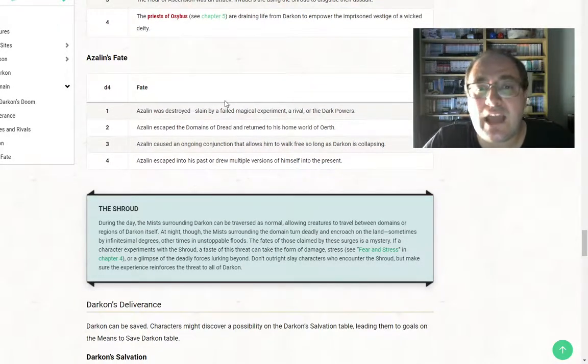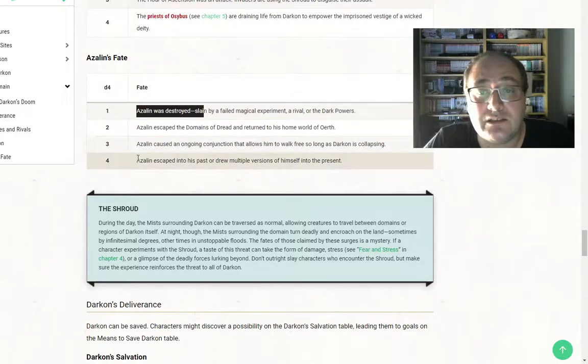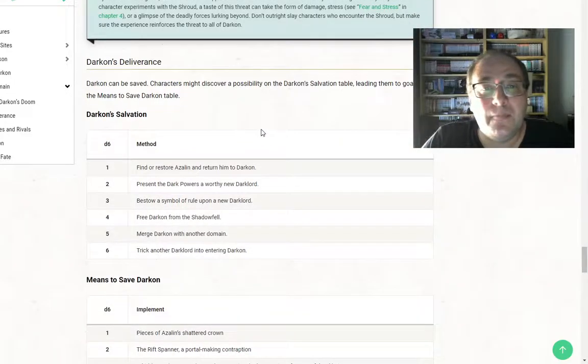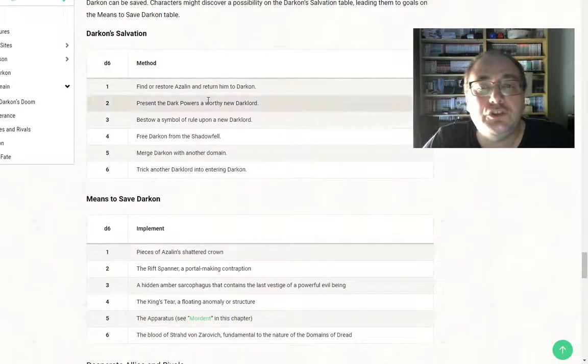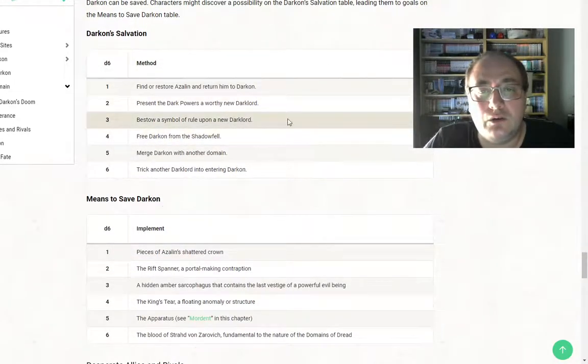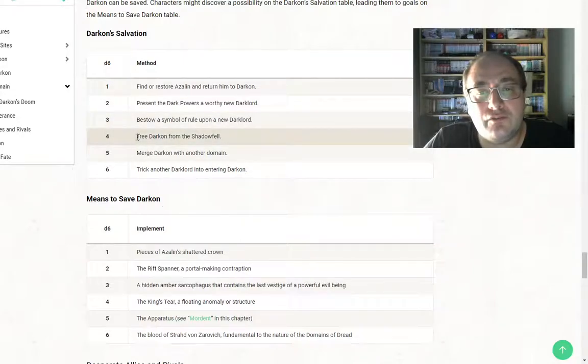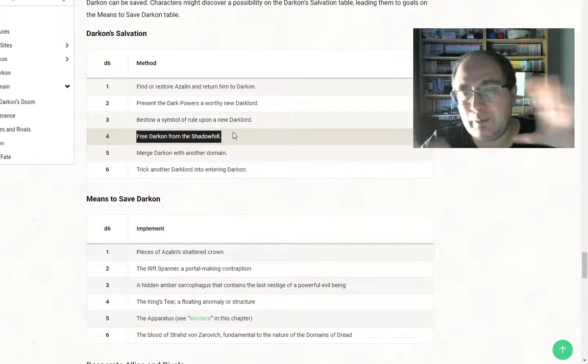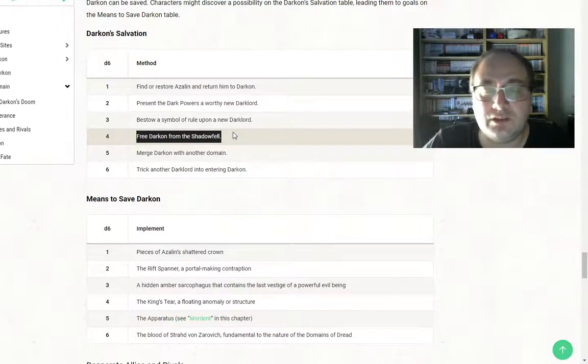Azalin's Fate. What happened to Azalin? Maybe he really was destroyed, or maybe Azalin escaped into the past, and now there are multiple versions of him. How cool is that? And then, okay, what do you need to do to save Darkon? Maybe you need to free Darkon from the Shadowfell, because Ravenloft is kind of like a demi-plane in Shadowfell. Long story.